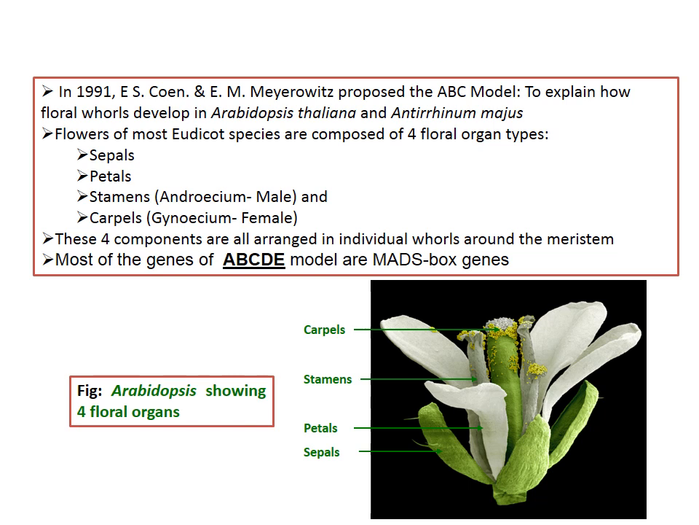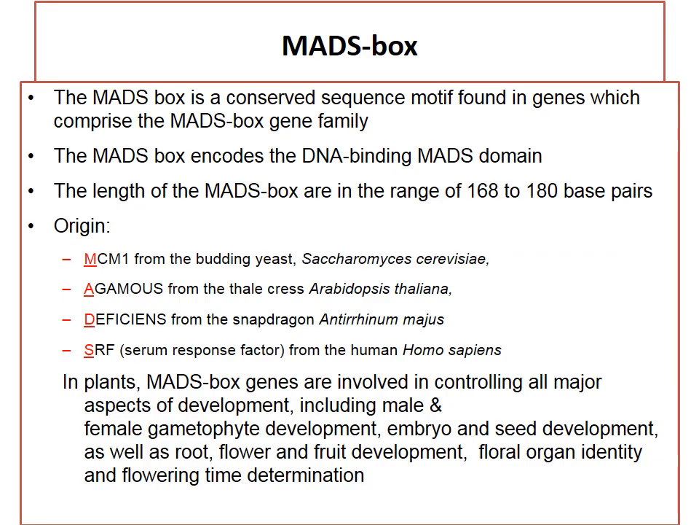Most of the genes of the ABCDE model are MADS-box genes. This is the parts of an Arabidopsis flower. The MADS-box is a conserved sequence motif found in genes which comprise the MADS-box gene family. The MADS-box encodes the DNA binding MADS domain. The length of the MADS-box is in the range of 168 to 180 base pairs.